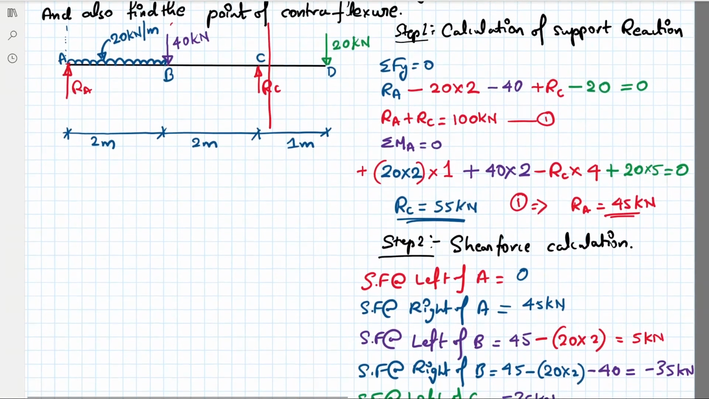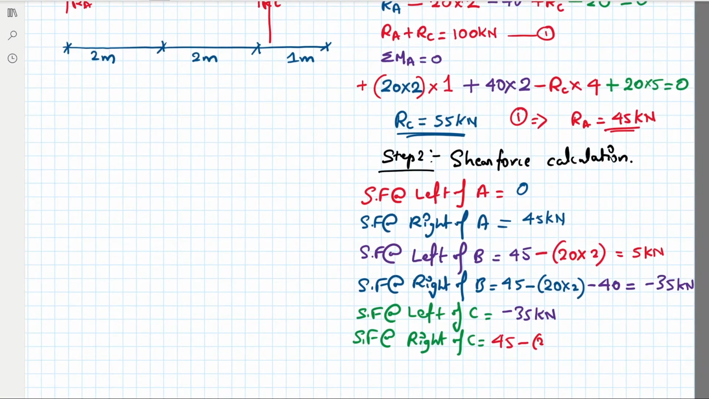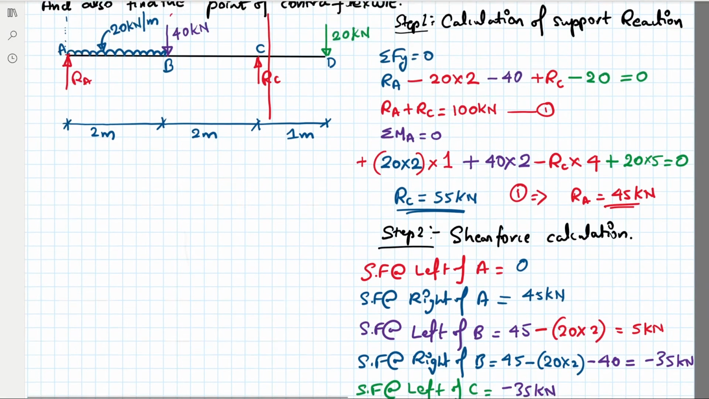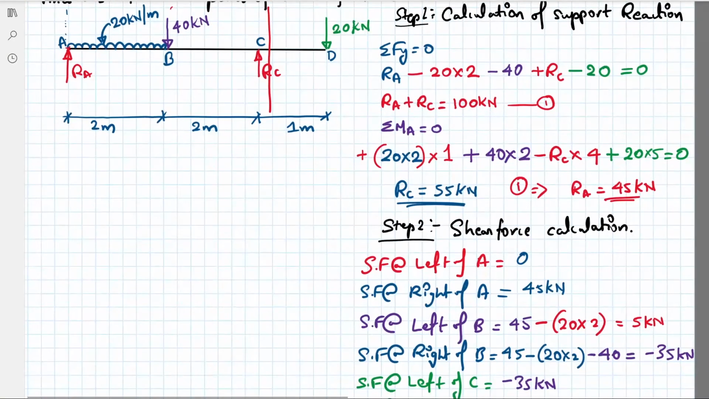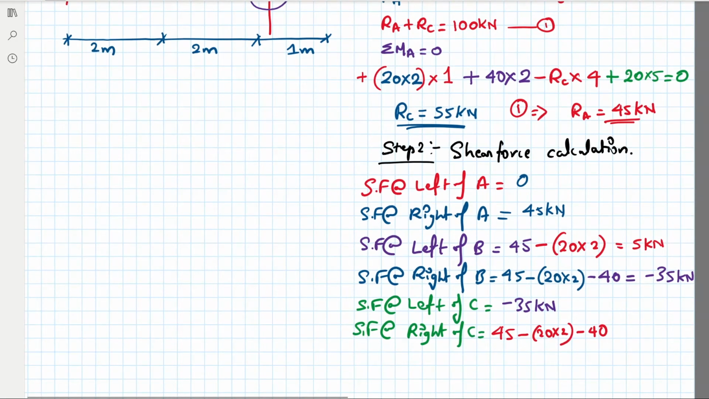If I shift that section to the right of C, RA is acting upward, that is 45, then the UDL is acting downward, that is 20 into 2, then we have the point load, that is 40 kilonewton, which is acting downward, minus 40. One extra is RC, which is acting upward, and we have the value for RC, that is 55 kilonewton, so I will take plus 55. We will get 20 kilonewton.